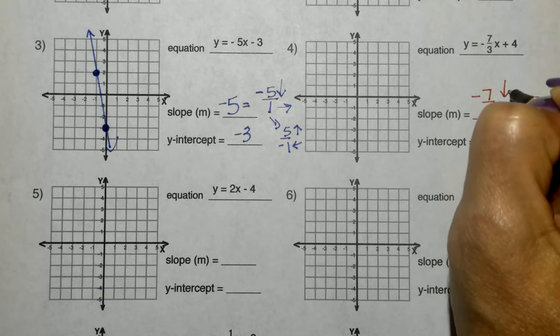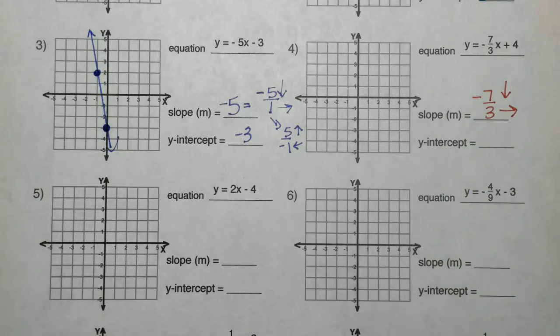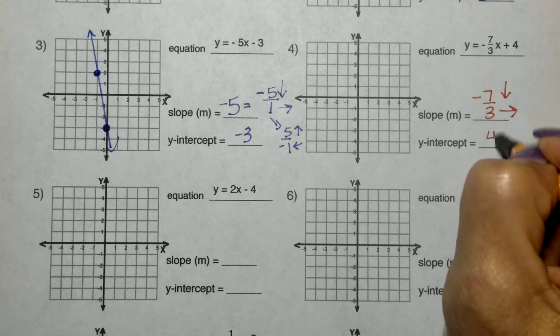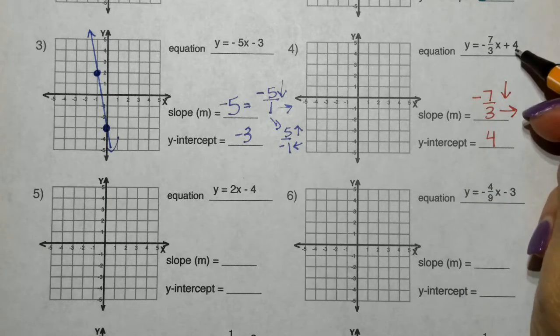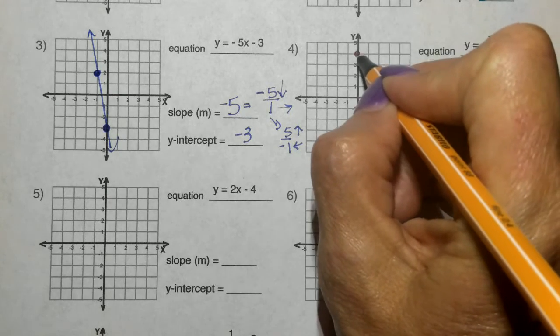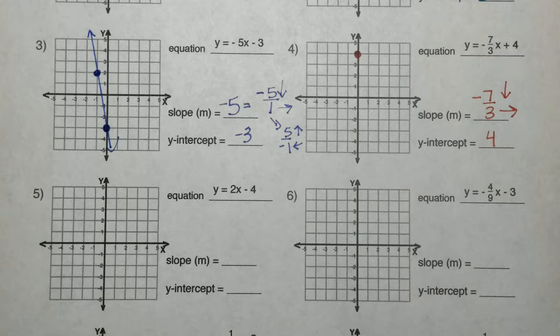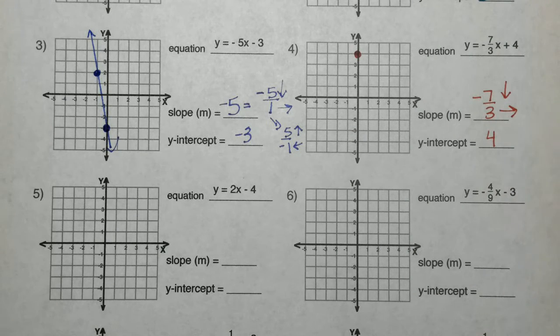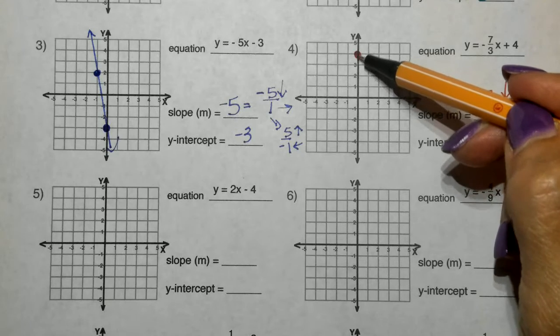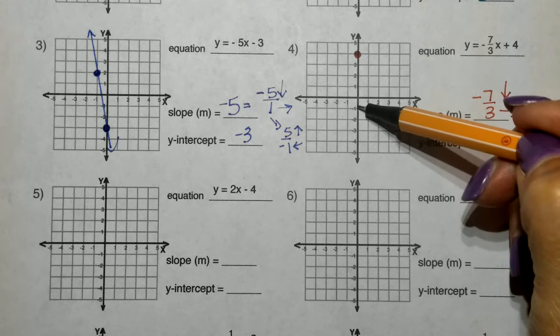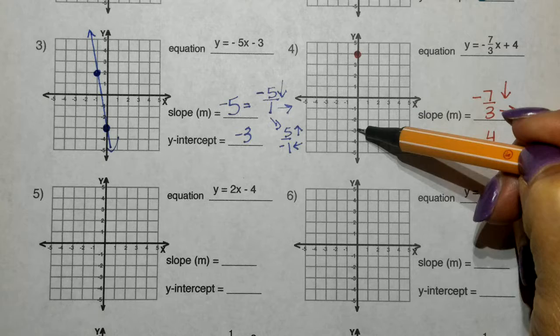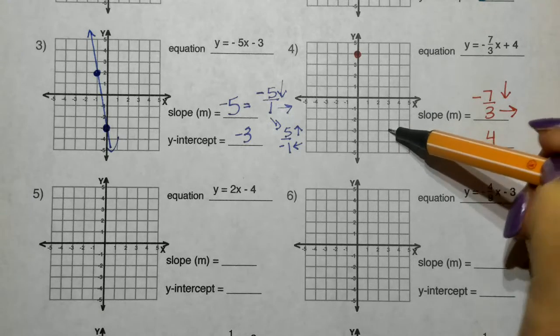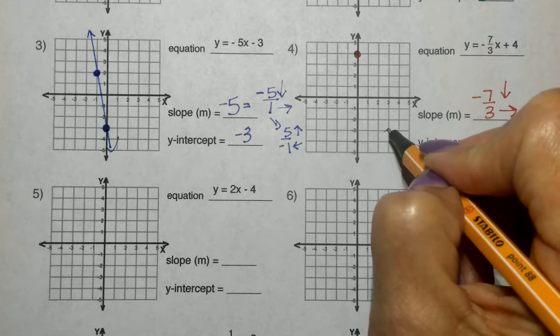A negative 7 takes me down, a positive 3 to the right. My y-intercept is at positive 4. So I'm going to go to positive 4 on the y-axis. It's always the y-axis. Negative 7 is going to go down 7, positive 3 to the right 3. So I'm going to go down 1, 2, 3, 4, 5, 6, 7. And then to the right, 1, 2, 3. And that's where I'm going to put my dot.